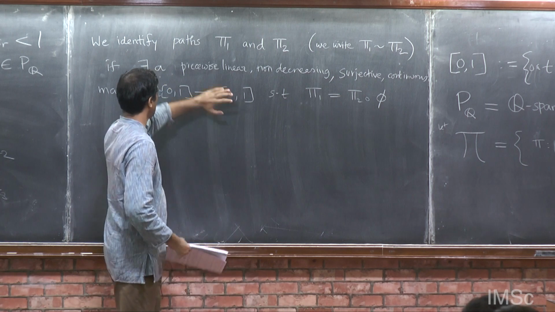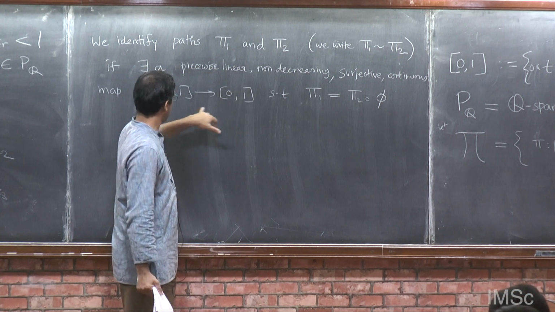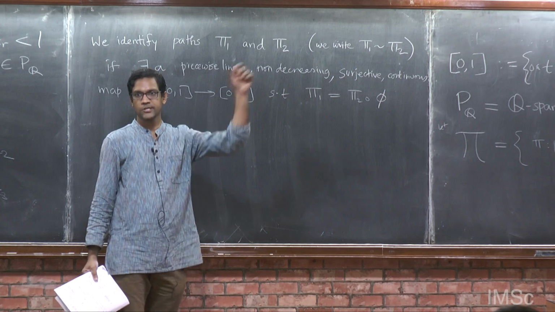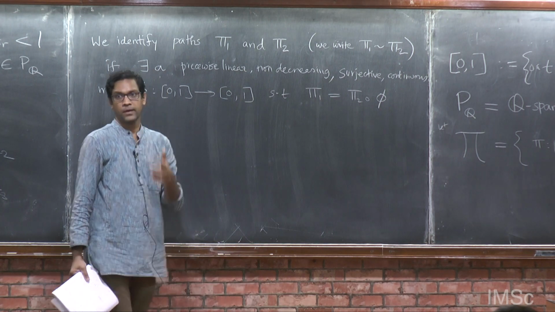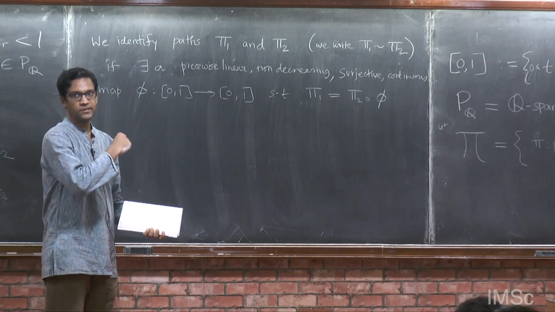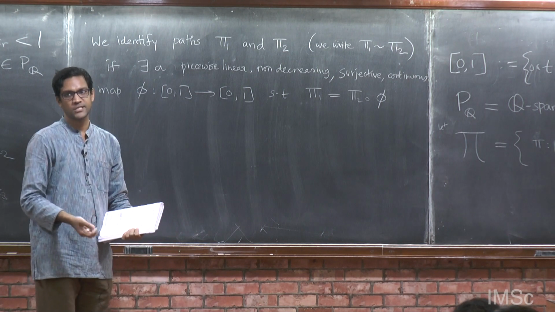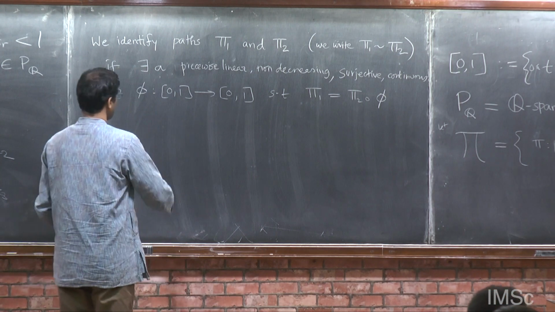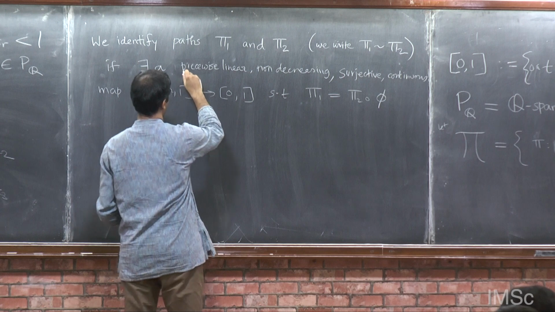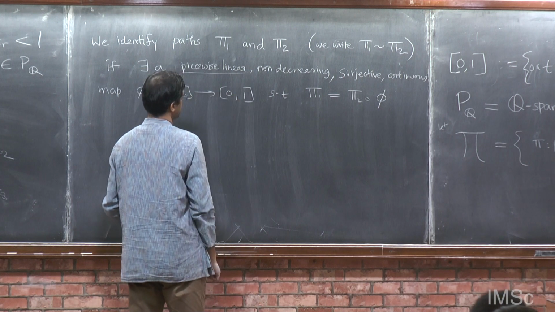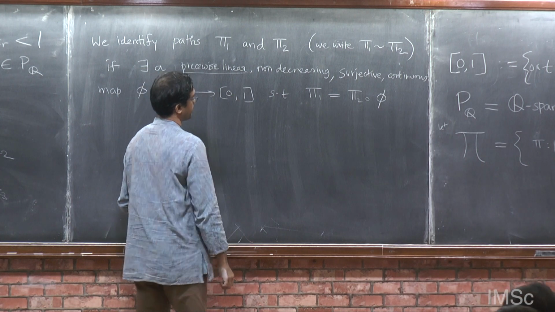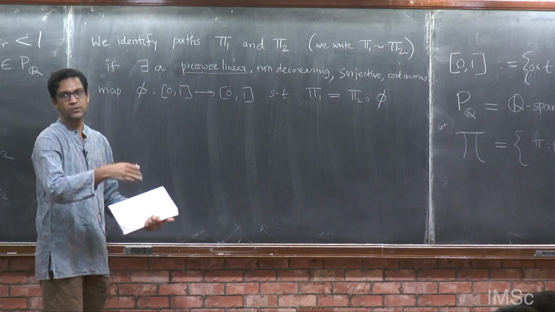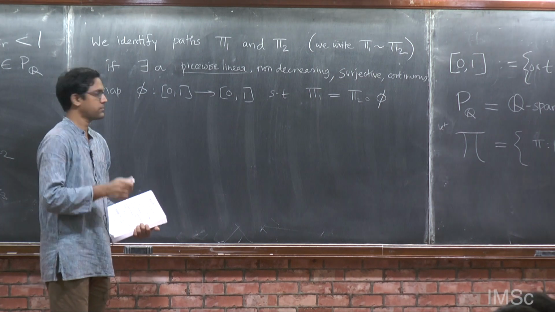Without all the adjectives for the moment, this is sort of what you mean by reparameterization, right? You let the time be traversed in some other fashion, but as long as the final path that's being traced out is the same, you want to think of them as really being the same paths. The additional thing here is we require that this reparameterization map should also be piecewise linear. Non-decreasing, surjective, continuous, and so on is the usual set of things you require for reparameterization.